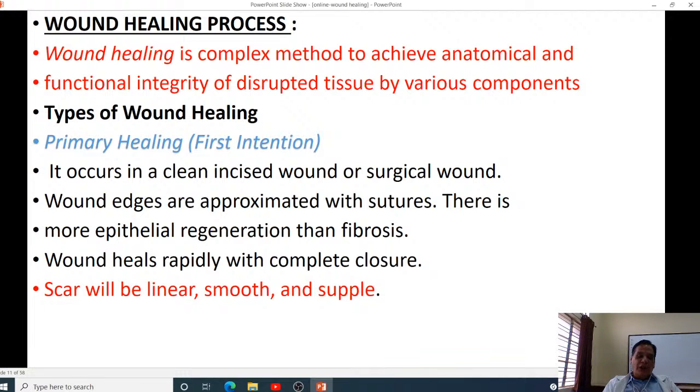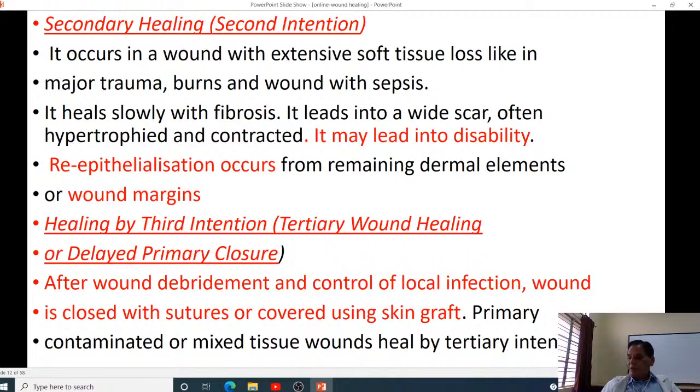Here, the wound will rapidly heal. There will be complete closure. That means there is no false track behind. No hematoma, no foreign bodies left there. It is a primary first intention. So how does the scar look? It will be linear, smooth and supple scar. This word is important. If scar is painless, supple, patient doesn't realize that there is a scar. It is a supple scar.